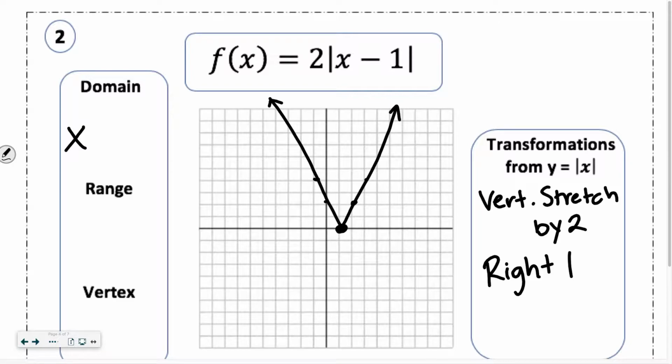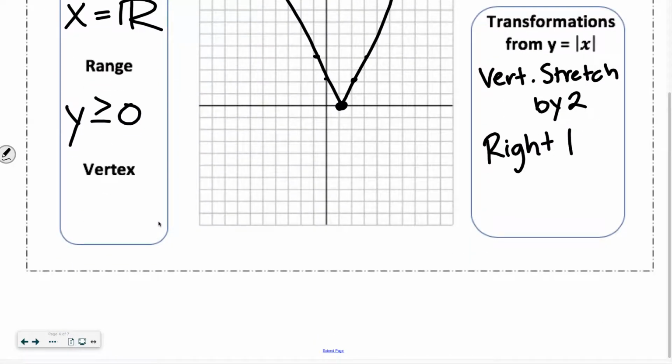Domain is always, yep, don't overthink it. You're never going to have an issue. You can take the absolute value of any number you want. So your domain is going to be x equals all real numbers. What's your range here? Y greater than or equal to 0, right? You can be on that point that's at the vertex. And what is that vertex point? 1, 0. Awesome.